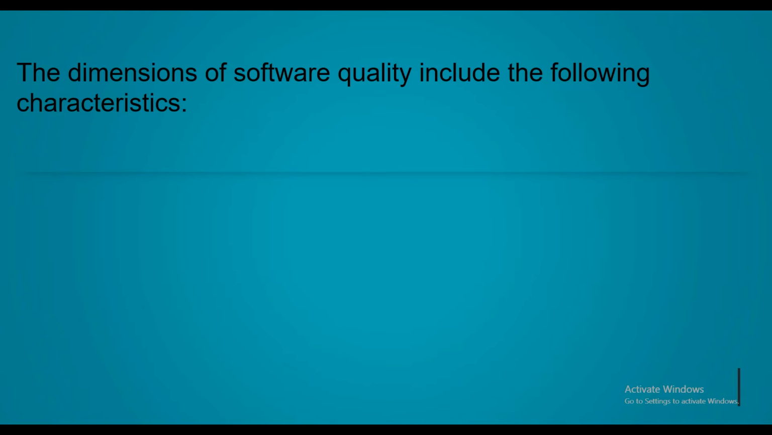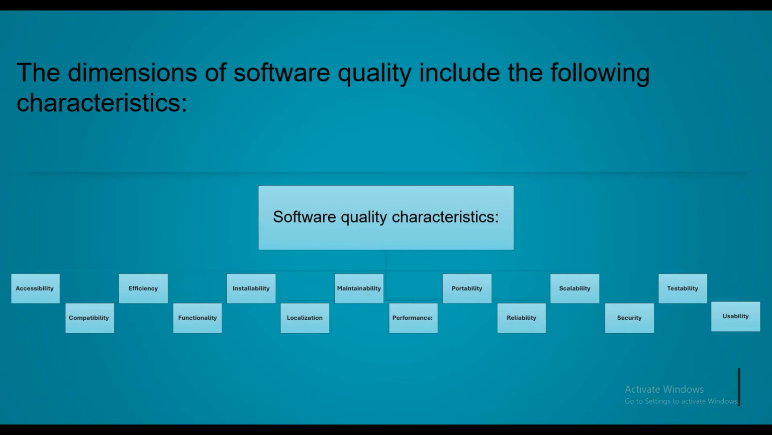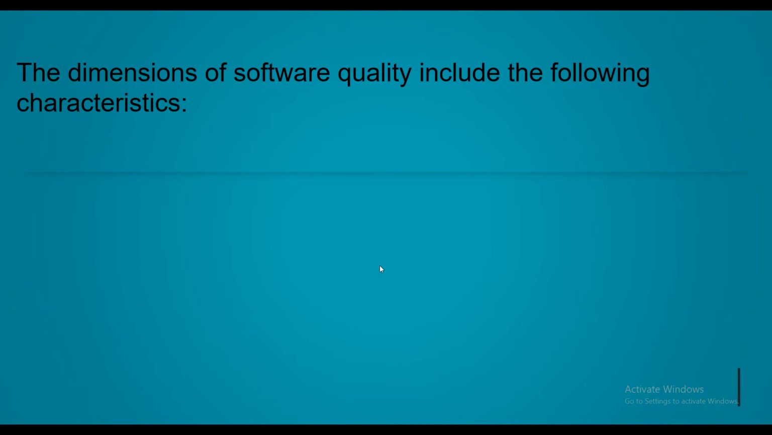The dimensions of software quality include the following characteristics: accessibility, compatibility, efficiency, functionality, installability, localization, maintainability, performance, portability, reliability, scalability, security, testability, usability. So we had a look at the software quality characteristics, and now we will talk about them in more detail.